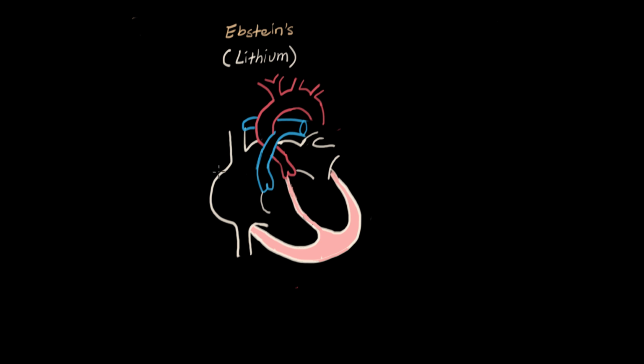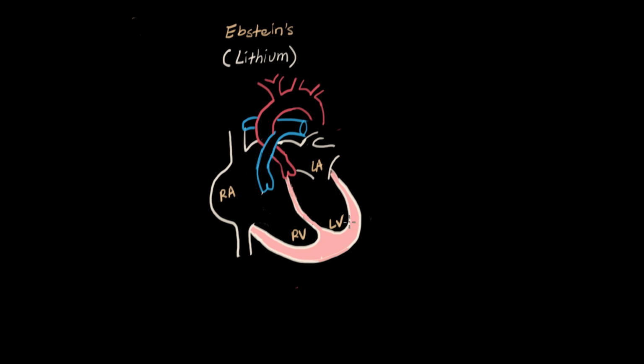So Ebstein's is a defect that involves the right side of the heart. We have our right atrium, right ventricle down here, left atrium, left ventricle. Blue pulmonary artery, red aorta. So in Ebstein's, we have something happening in the tricuspid valve, which is usually here between the right atrium and right ventricle. And it basically drops downward. We call it displaced. It's almost like it has fallen off towards the ventricle.